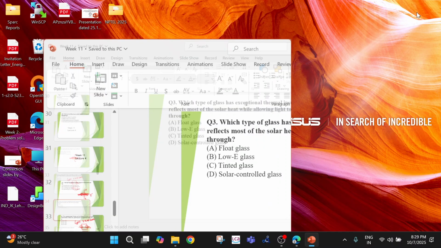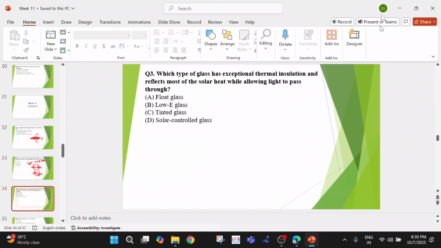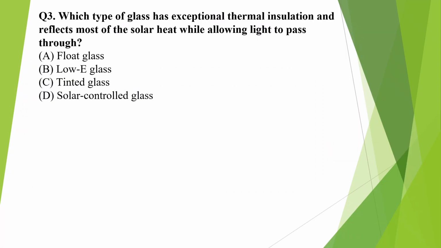Good. So option B is the correct answer. All of you are correct. Whoever has answered option B is correct. Low emissivity glass, you know very well, will help you provide insulation by reflecting the infrared or the UV rays and allowing the light, but minimizing the heat gain or loss and improving the thermal comfort by reducing the energy use. So option B is the correct answer for this particular question number three.